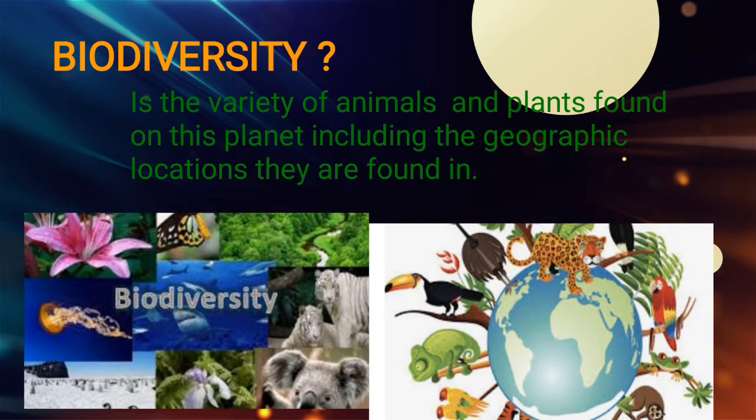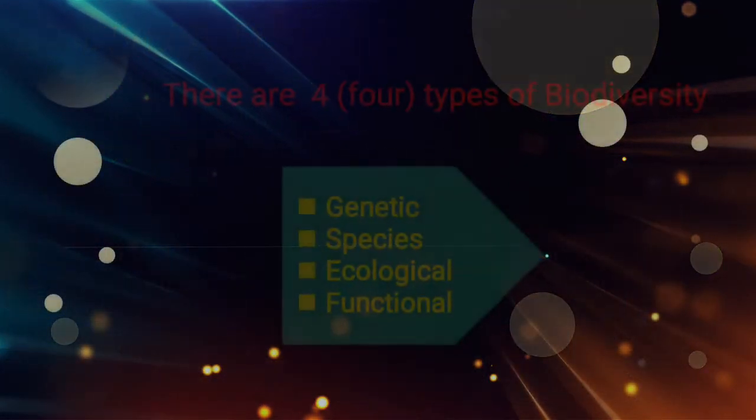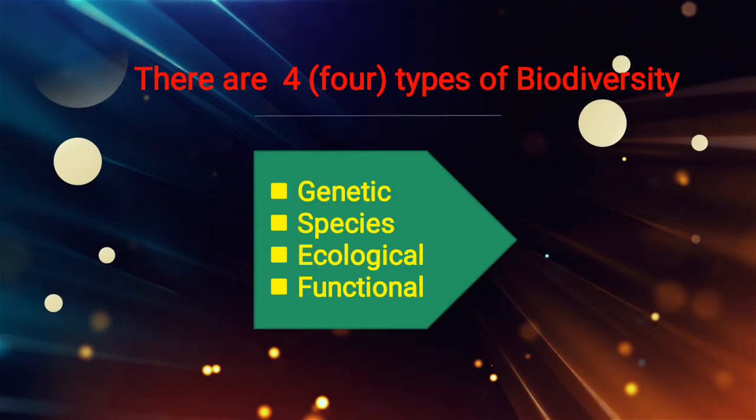I am Javelin M. Santa and I will discuss biodiversity and its functional aspect. First, what is biodiversity? Biodiversity is the variety of animals and plants found on this planet, including the geographic locations they are found in. And in biodiversity, there are four types: genetic, species, ecological, and functional. And I'll discuss functional.